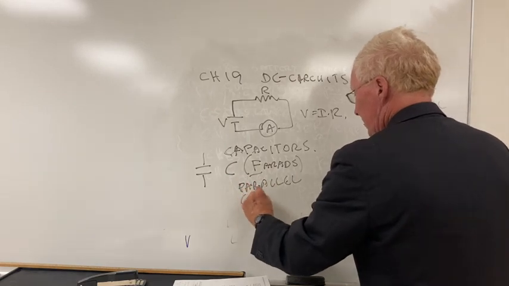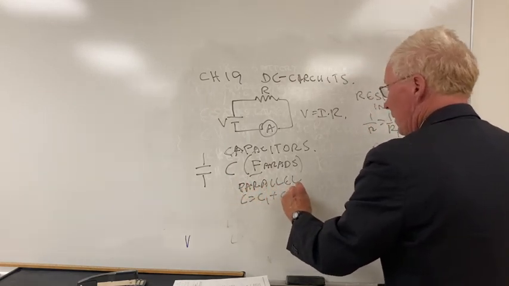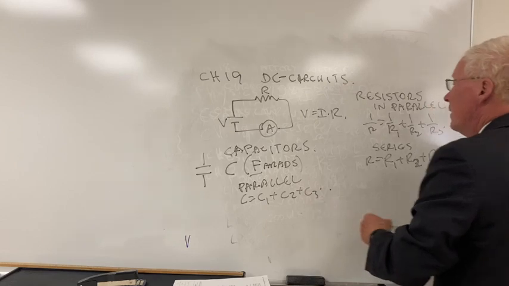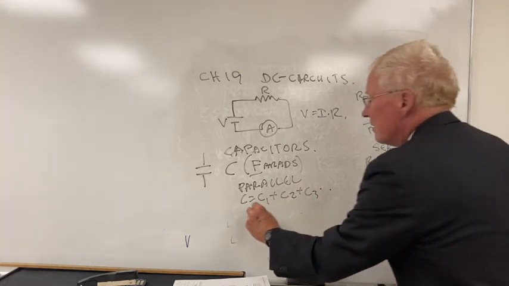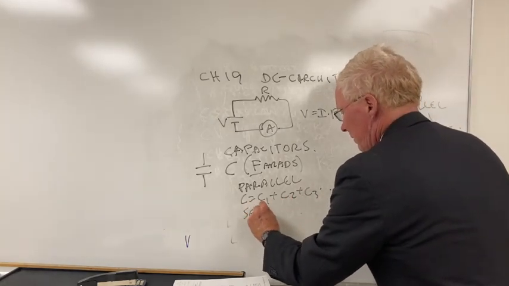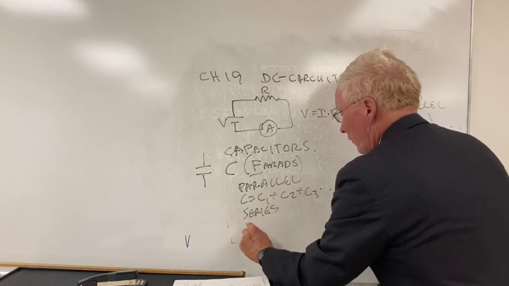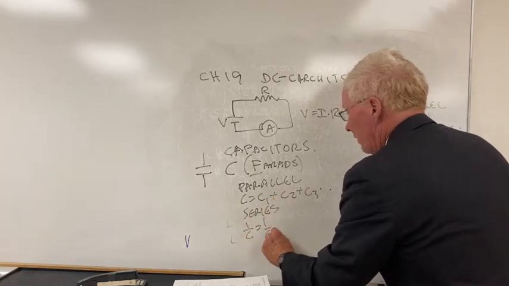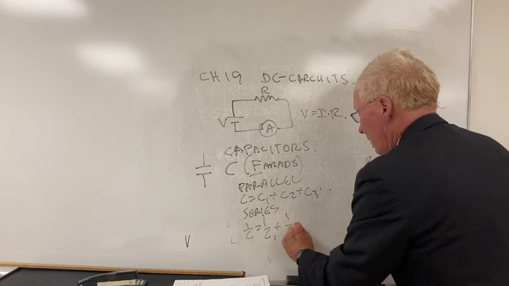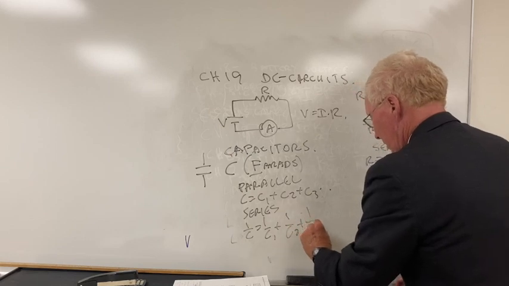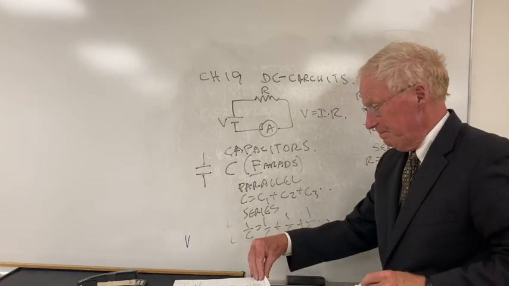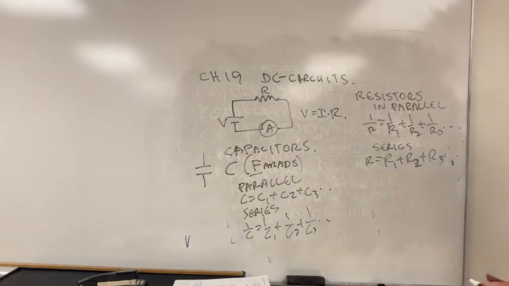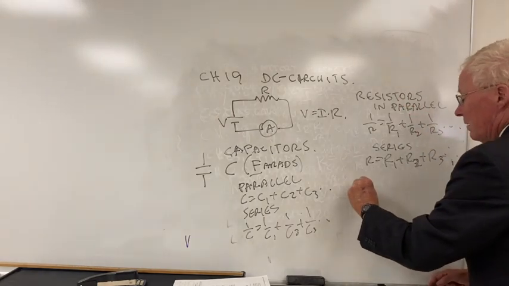C is C1 plus C2 plus C3 and so on, while in series, 1 over C is 1 over C1 plus 1 over C2 plus 1 over C3 and so on. Okay. And then finally, RC circuits.